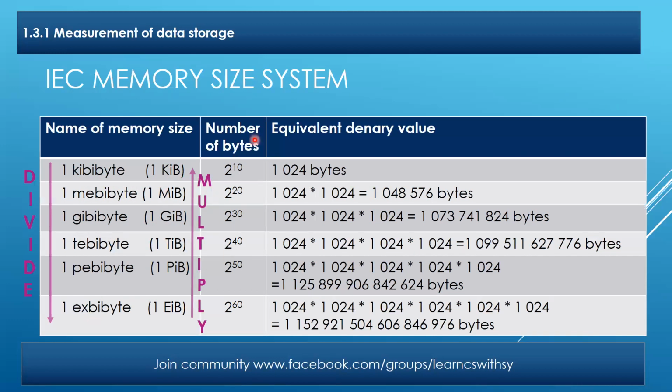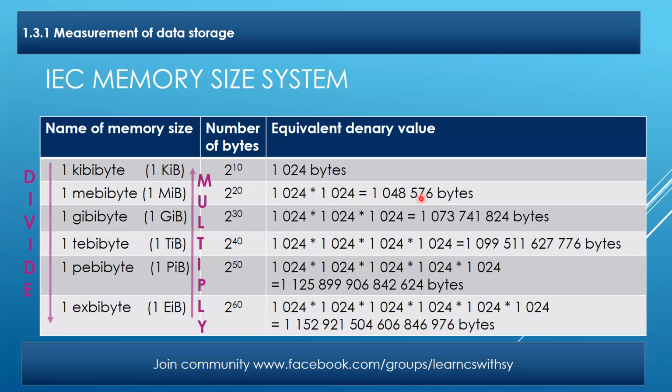Okay, now what is the number of bytes here? In the powers of 2: 2 to the power 10, 2 to the power 20, 2 to the power 30, 2 to the power 40, 2 to the power 50, and 2 to the power 60. Now what is it equal to? This is what you need to know: 1024, and I think it's not difficult for us to remember. The other units are simply 1024 into 1024, that makes 1048576 bytes.